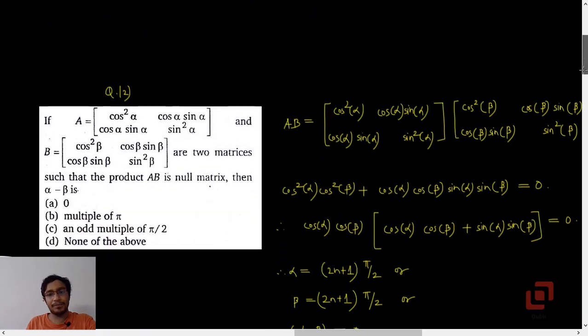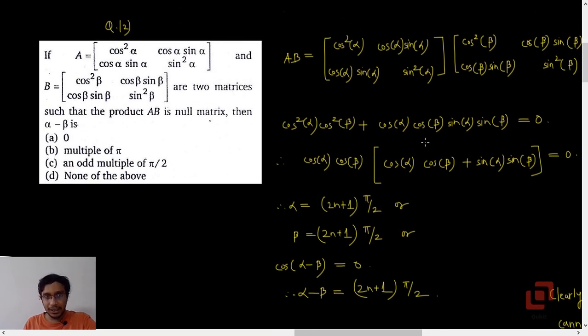Let's go to question 12. A slightly difficult question, so we'll see that. In the 12th question we have two matrices. If A is cos squared alpha, cos alpha sin alpha, cos alpha sin alpha, sin squared alpha, and B is cos squared beta, cos beta sin beta, cos beta sin beta, sin squared beta, are two matrices such that the product AB is a null matrix, then alpha minus beta is 0, a multiple of pi, an odd multiple of pi by 2, or none of the above.